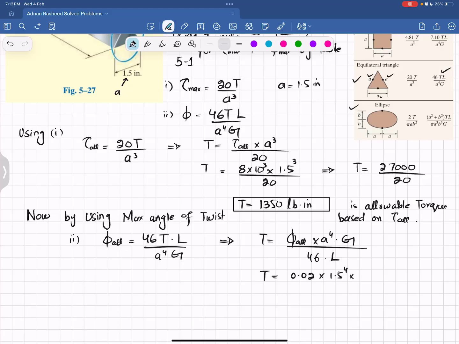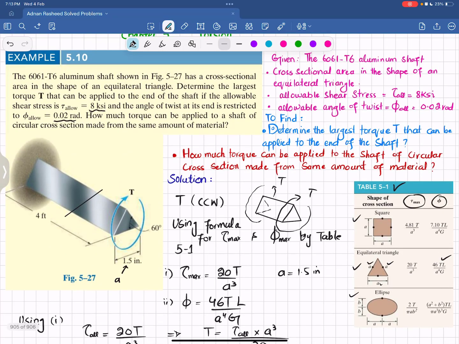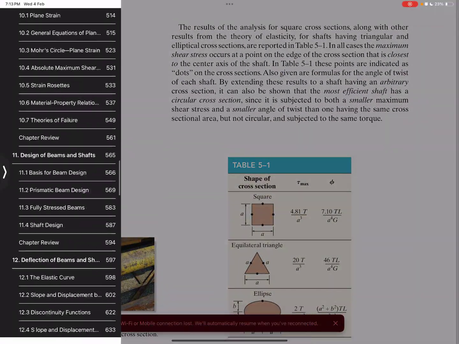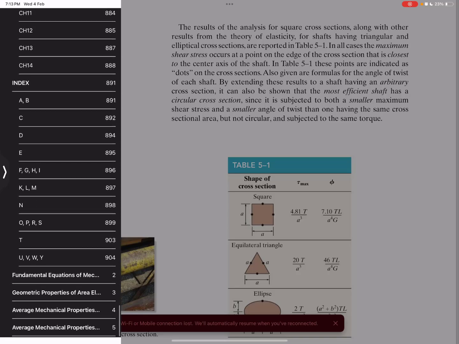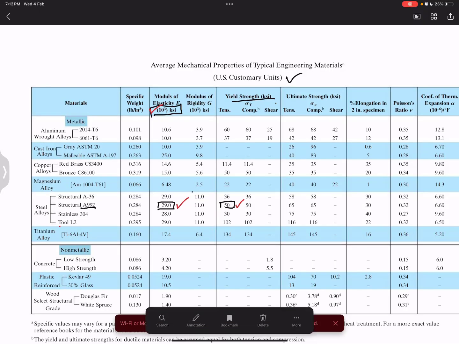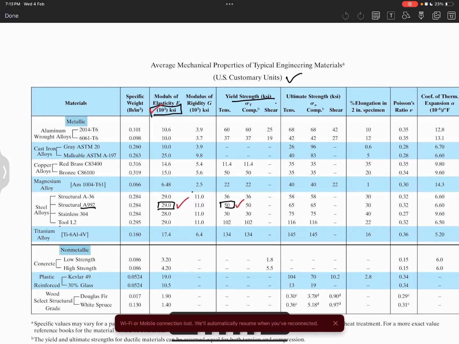What is G? So we will go to the end of the table and we will find this G value. This is given as 6061 T6 aluminum. So you have to go at the end of the book and check the average mechanical property table, and the unit should be in US customary. Now you can see that here we have aluminum 6061-T6, and what will be the value of G? G you can see is 3.7 into 10 raised to power 3 ksi. Copy this value.